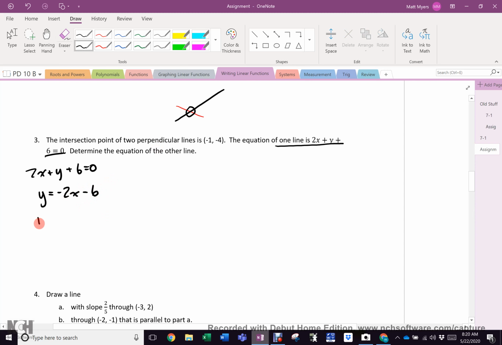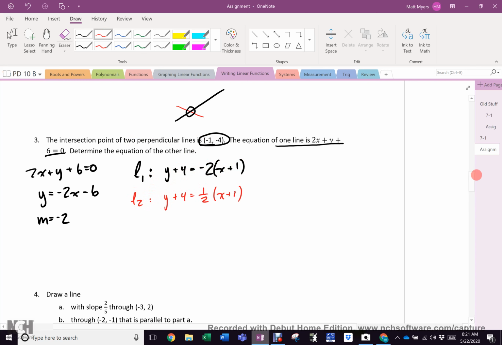Well, the black line has a slope of negative 2 and it goes through that point. So isn't the black line y plus 4 equals negative 2x plus 1? And then line 2 is perpendicular to that. So line 2 is just y plus 4. Flip it and change the sign. 1/2 x plus 1.